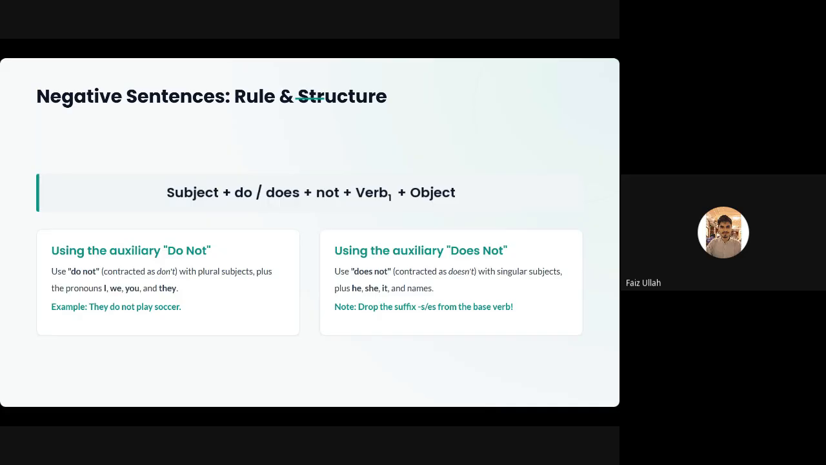These are called adverbs of frequency: always, usually, and so on. We will discuss these in the upcoming classes. Okay, Ibrahim, same question for you.